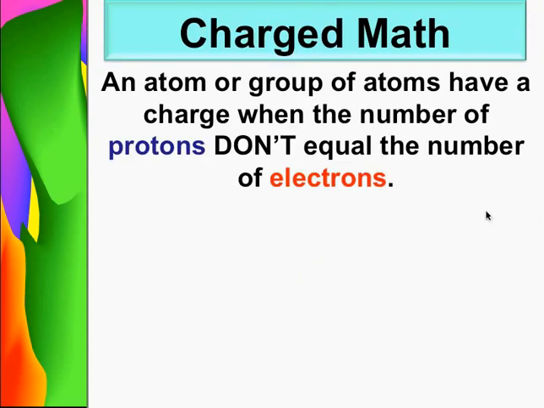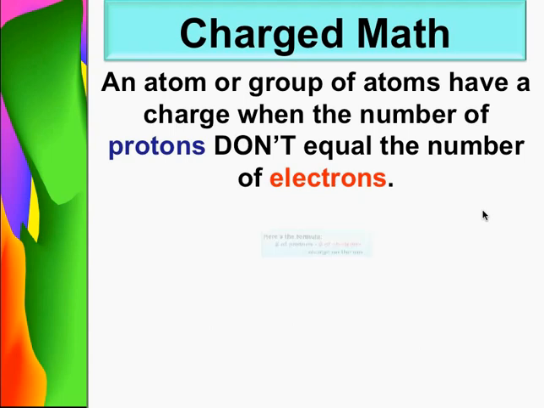Now, an atom becomes an ion and gets a charge when the number of protons doesn't equal the number of electrons. If they're equal, then they cancel each other out, and the atom's neutral. If you have 3 protons, you've got a +3 charge. If you have 3 electrons, you've got a -3 charge. +3 and -3 equals 0, no charge. But if they aren't equal, then you will have a charge.